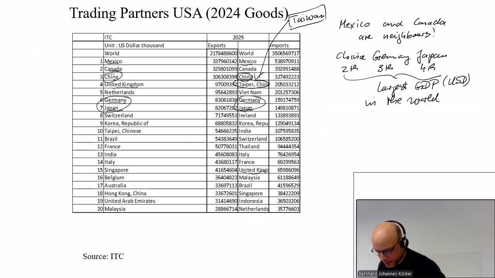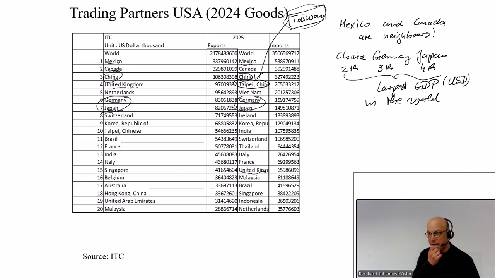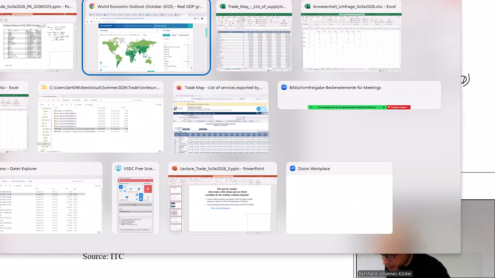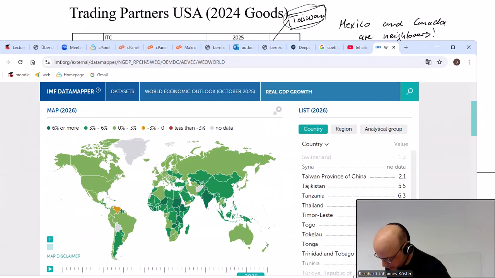Okay, but let's go back to this. What could be the reason? And I tell you, Taiwan is not even within the 20 largest countries in the world, measured in GDP. Well, this we can have a look at. Let's download this data here.